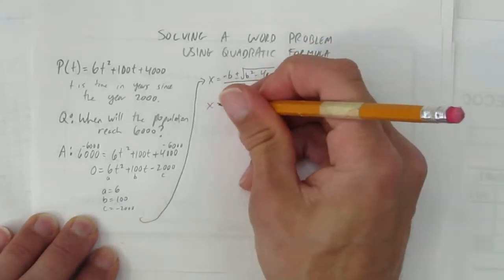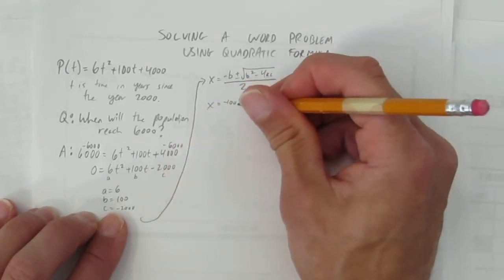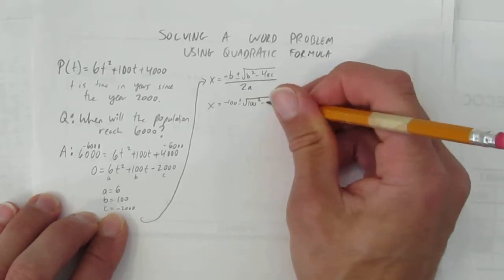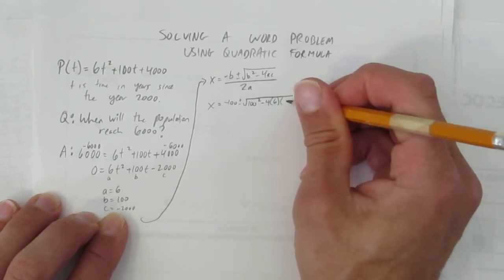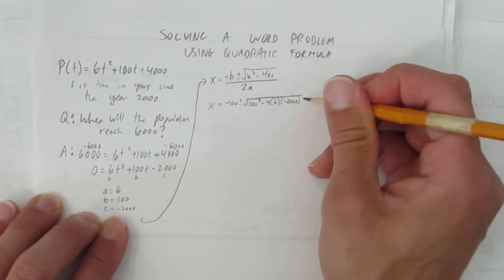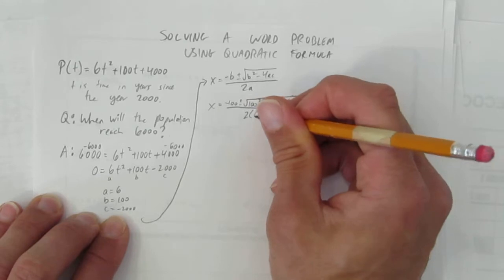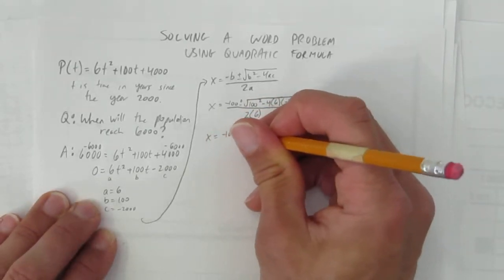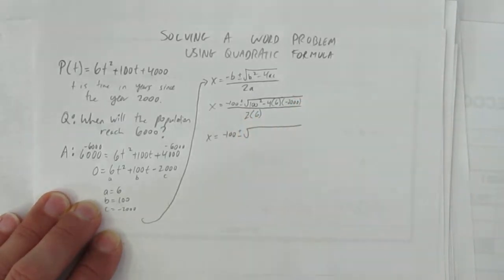So sub in. x equals negative b, that's negative 100, I'm looking down here, plus or minus the square root of b squared, that's 100 squared, minus 4 times, what's the a value? 6, times, what's the c value? Make sure you put the brackets because it's multiplying, it's not subtracting 2,000. All over 2 times a. What's a again? 6. Alright, start to simplify and leave this negative 100 alone, but plus or minus the square root of 100 squared. You can do that in your head.